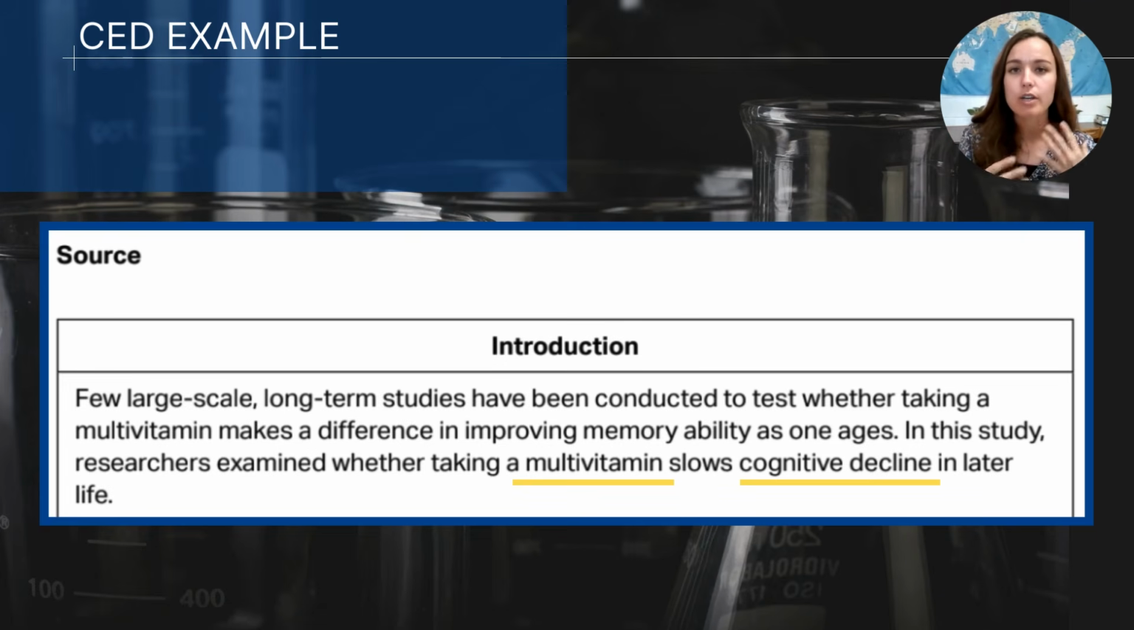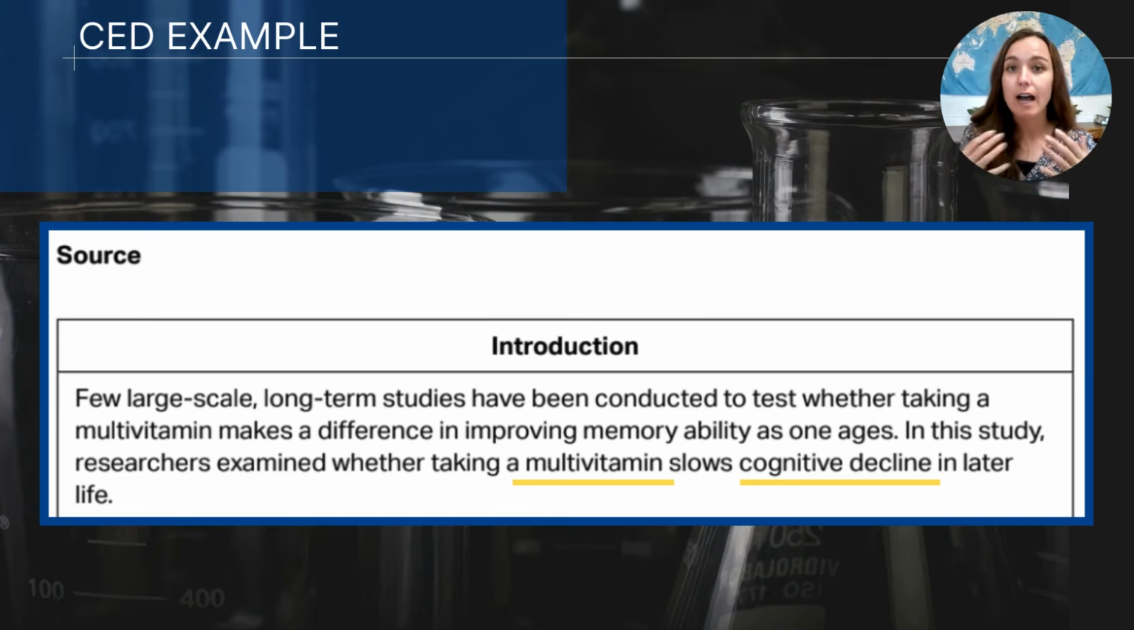I'll read it aloud to you, and you should be listening for some of those key tasks and key terms that we should be picking up on as we go. I would suggest if you have a copy of this to underline or circle things that stand out to you that fit with some of those tasks that we are being asked to do. So let me read this to you. It says, few large scale, long term studies have been conducted to test whether taking multivitamins makes a difference in improving memory as one ages. In this study, researchers examined whether taking a multivitamin slows cognitive decline later in life.